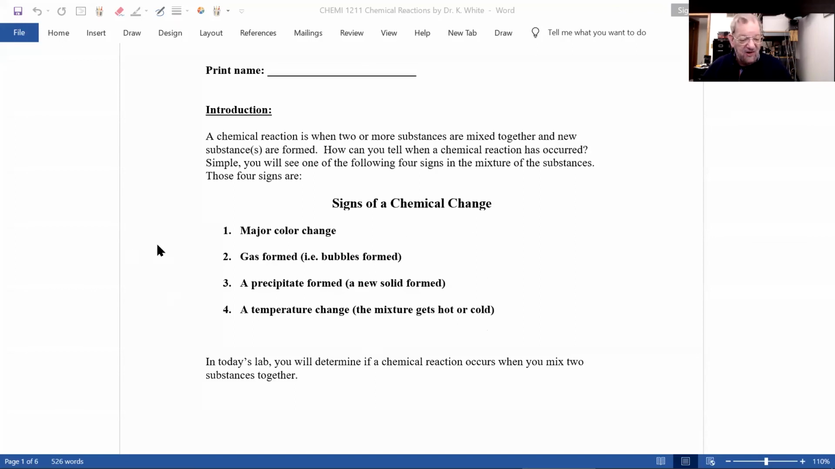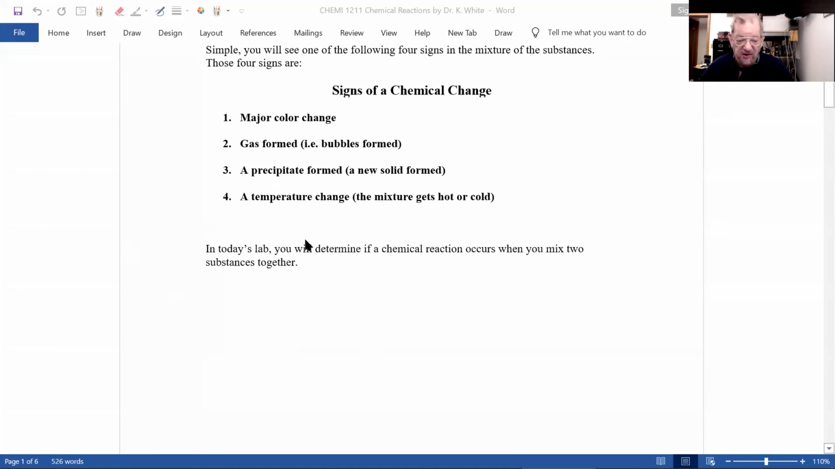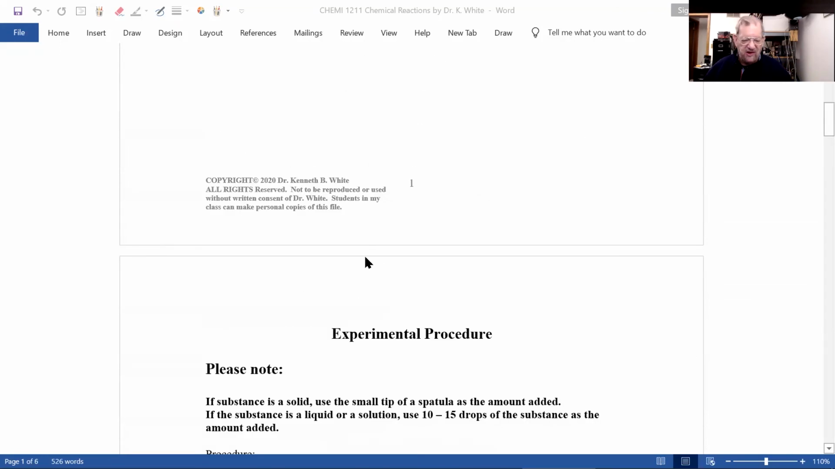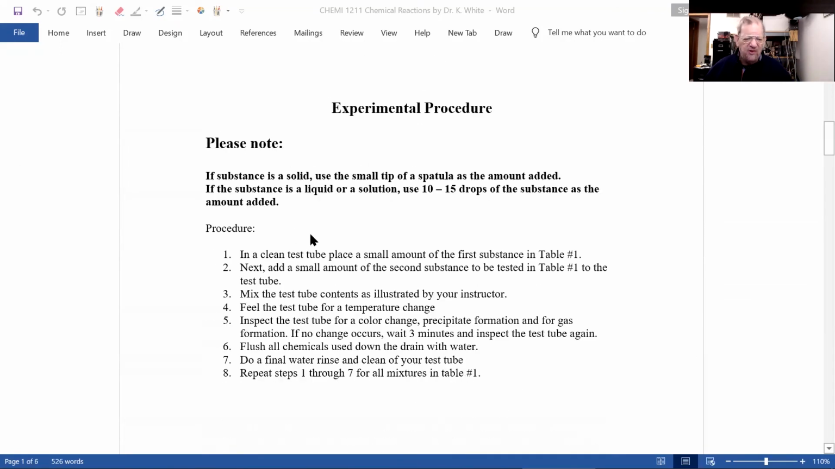Now, in today's lab, you will determine if chemical changes occur when you mix 2 substances together. Now, a couple of these I'm going to ask you to do at home. I'm not going to give it away. But before we do this, let's look at the procedure.